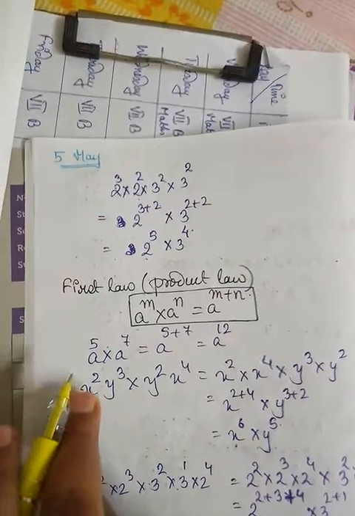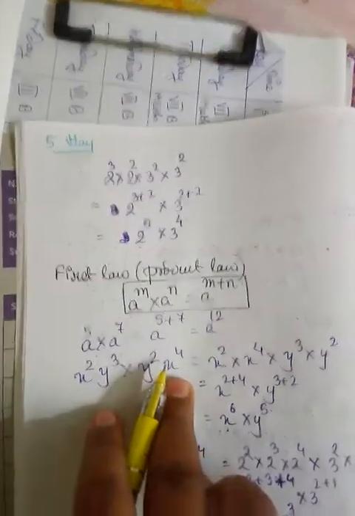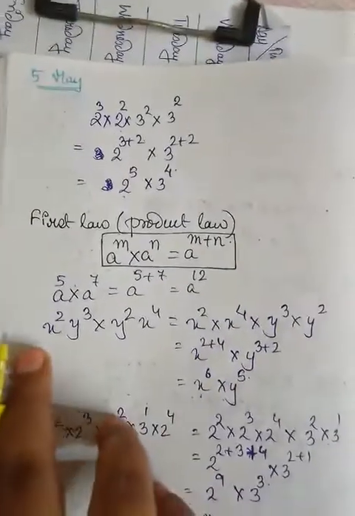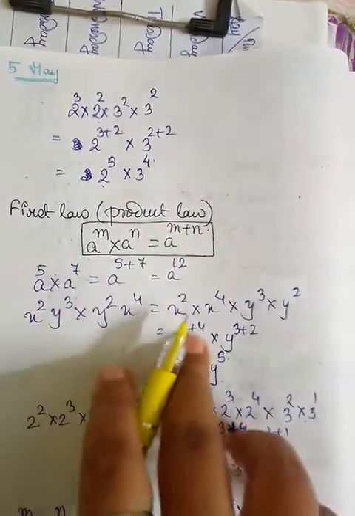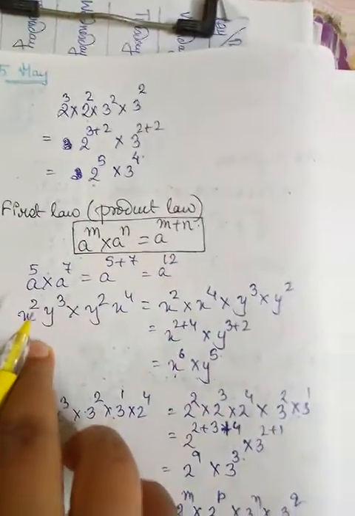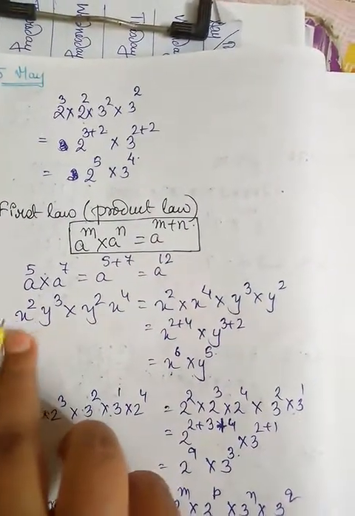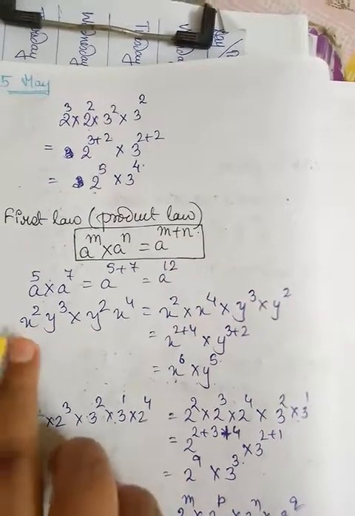Similarly, you can see x square into y cube into y square into x to the power 4. So what you are going to do, you are first going to break the terms into the respective powers. So I have x square into x to the power 4, because these are also getting multiplied only, but we have not put the multiplication symbol. Now children, please be very careful.